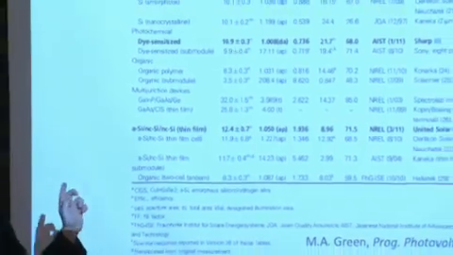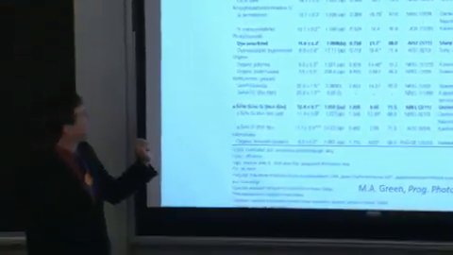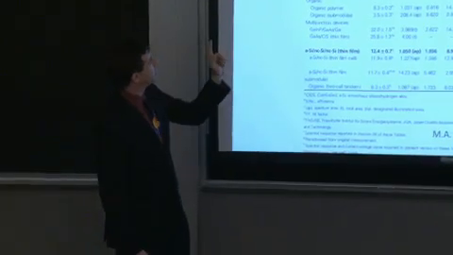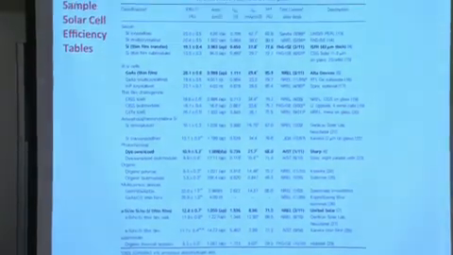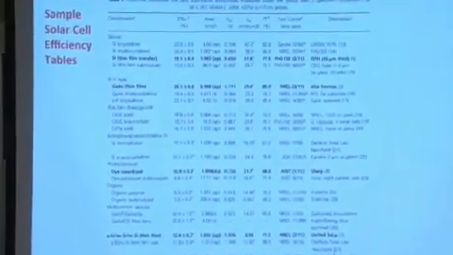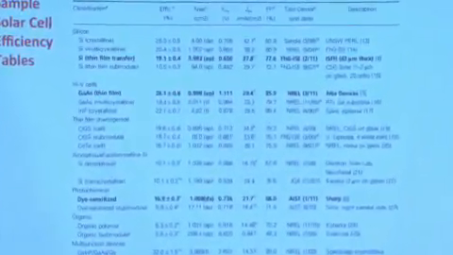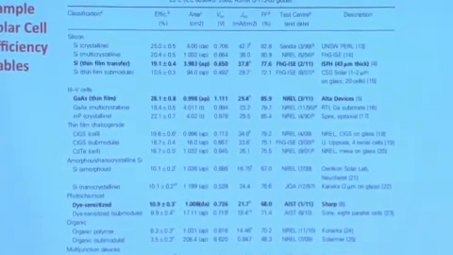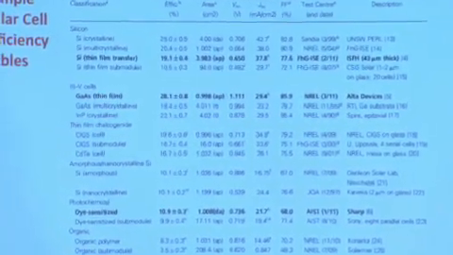We'll explain some of the reasons why that error bar is so large. Another thing to keep in mind, look at gallium arsenide at 28.1%, just achieved by Alta Devices in March. Keep that number, 28.1 plus or minus 0.8%, in your mind, at least the first one, 28.1.